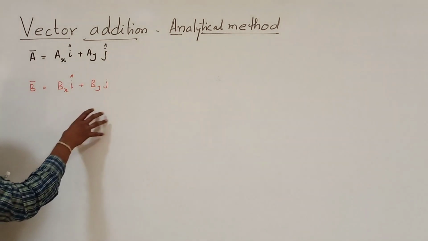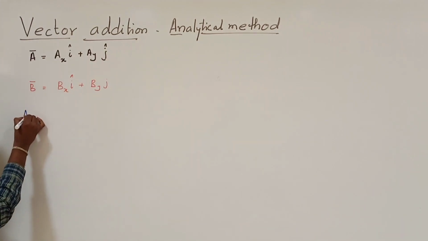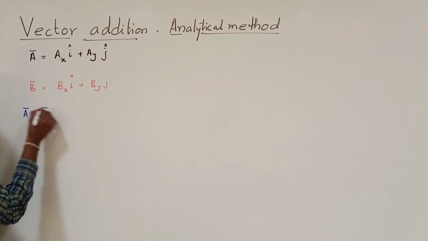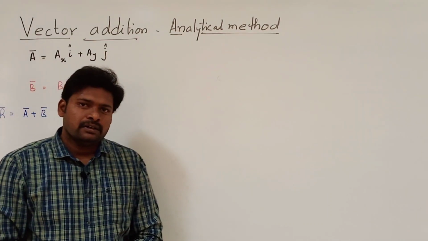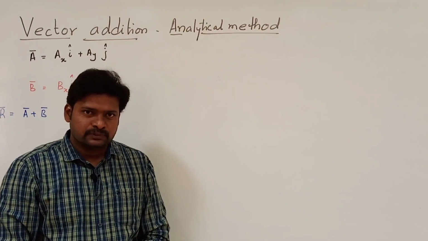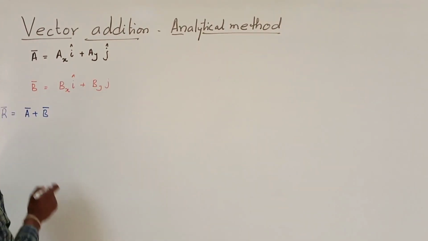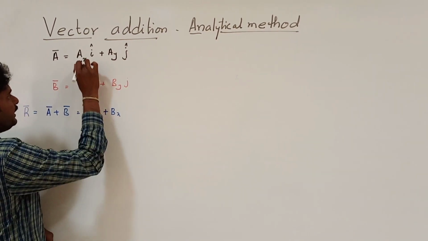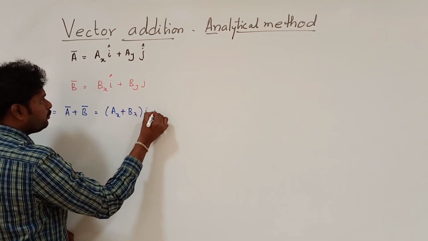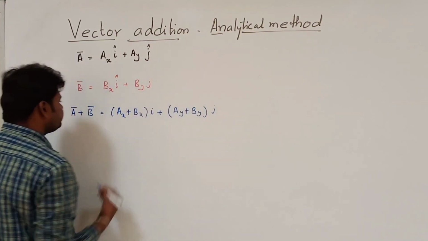Of course, I am not using any graphical representation. We will see the verification of that. Vector A plus vector B is equal to vector R. Now, you know very well that vector addition obeys the associative law of addition and the commutative law of addition. Of course, you can verify this and get the same. Now, Ax plus Bx i plus Ay plus By j.